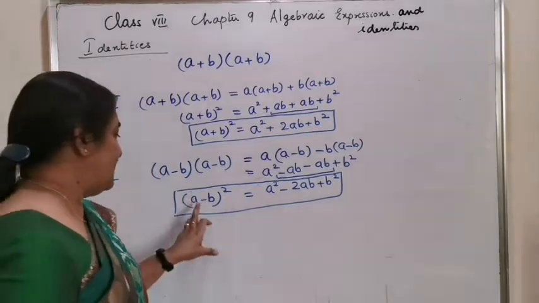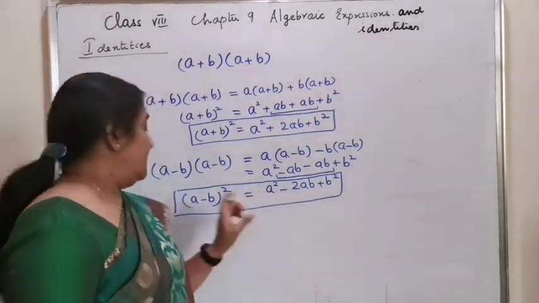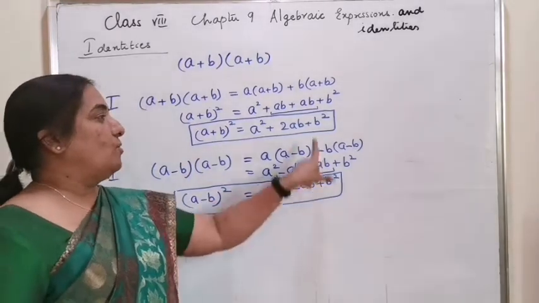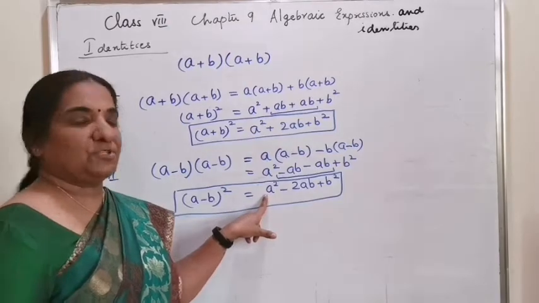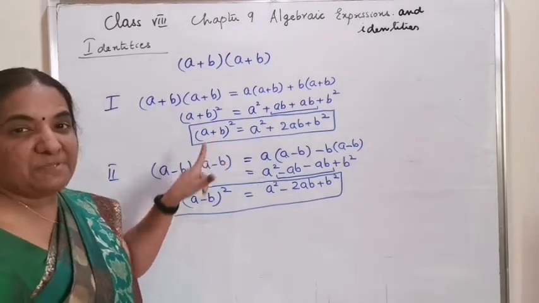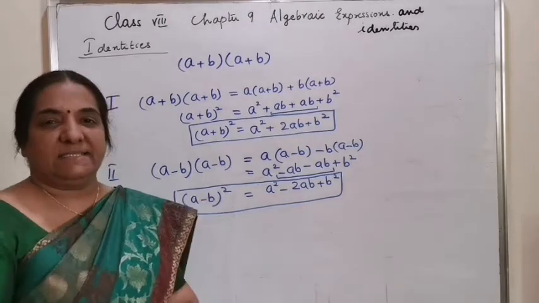The only difference is the negative symbol in the second term, and the B square term is always positive. The A square term is always positive, even if it is A plus B or A minus B. It is a direct identity.